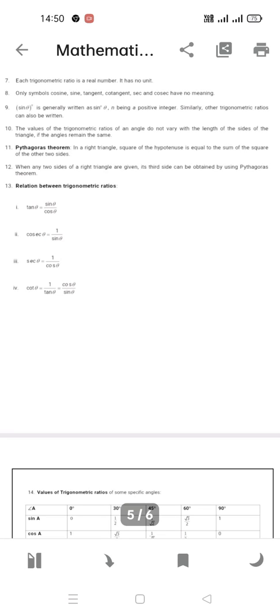In a right angle triangle, the square of the hypotenuse is equal to the sum of the squares of the other two sides. This is how we do it. So what is the meaning of it? Suppose this is a right angle triangle. It is in your chapter on Pythagoras theorem.